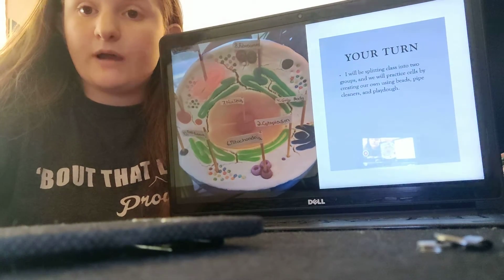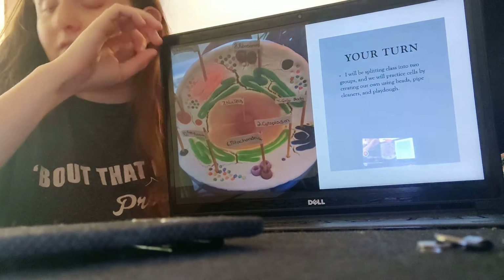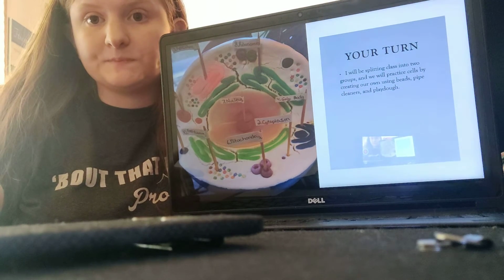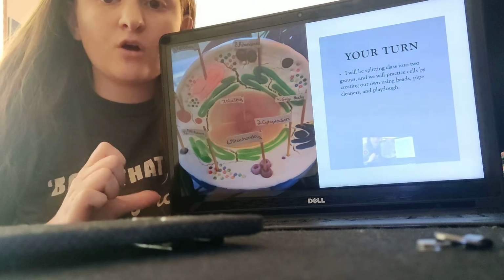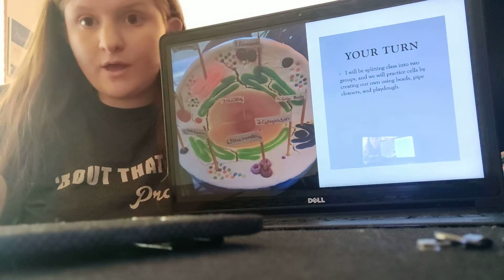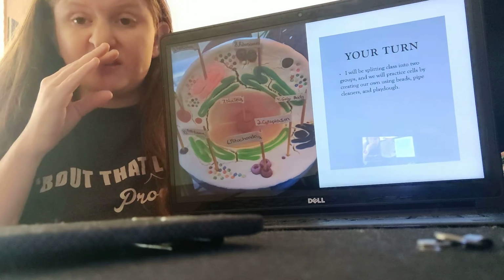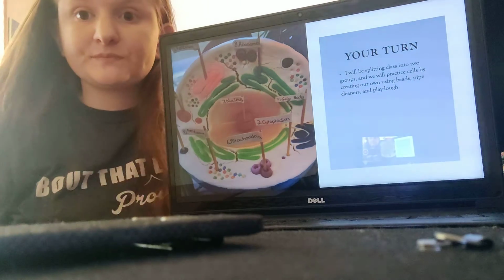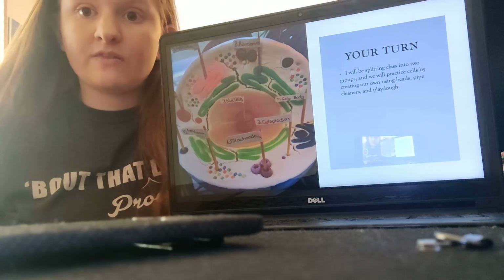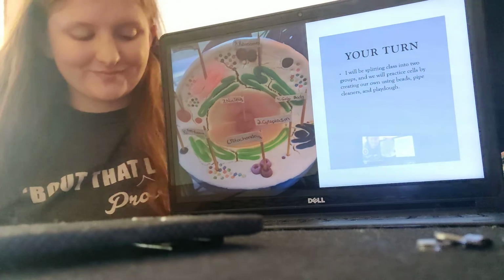Play-Doh, beads, pipe cleaners, other things, and I'm going to have the students split up into two groups. One of the groups is going to be creating a eukaryotic cell using the things that I've given, and the other group is going to be creating a prokaryotic cell. And then we're going to put those on display and then let them each look at each other's cells and see what they look like, so that way they have something to reference back to.